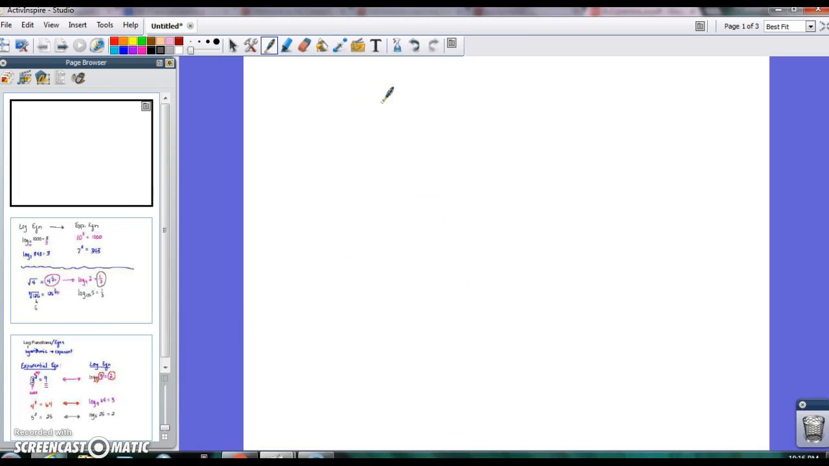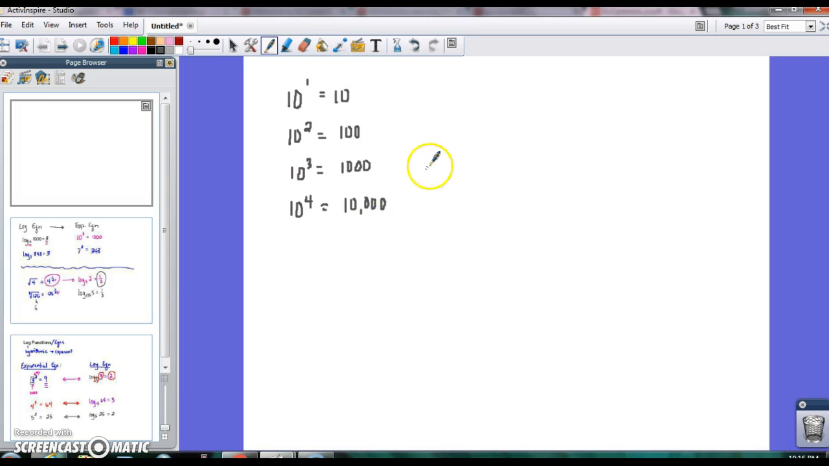Let me give you a couple of other little helpful hints that are going to help with your assignment. Whenever we're talking about logs of base 10, if I have 10 to the first, that's equal to 10. 10 squared is 100. 10 to the third is 1,000. And I think you can see the pattern here. That exponent is basically just telling you the number of zeros that you have. And so you can keep going.